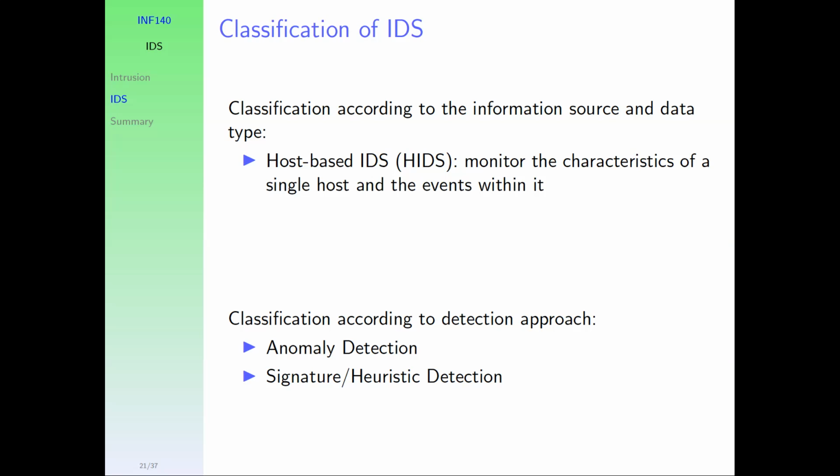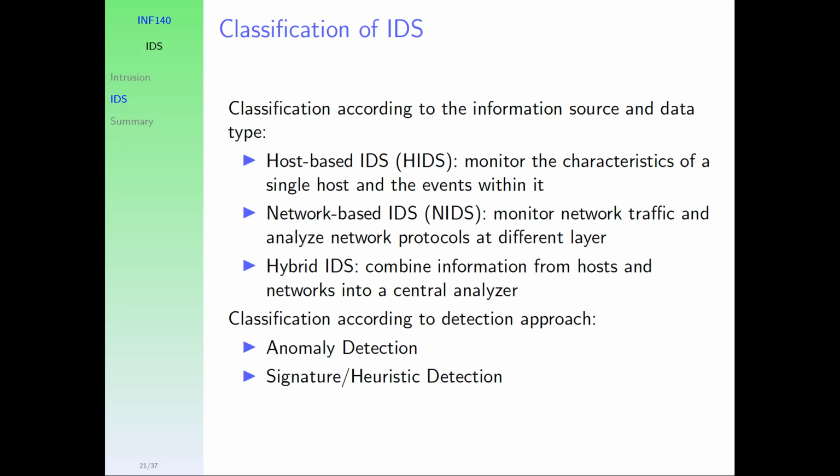And again, most intrusion detection systems are quite complex, and we always need to classify them to be able to learn them better. There are two types of classification. One classification is based on the information source and the data type, whether the data from the sensor component are from a single system or whether it's network traffic data. Based on this, there are three types of intrusion detection system: host-based, network-based, or hybrid.